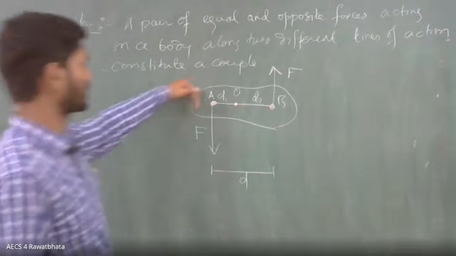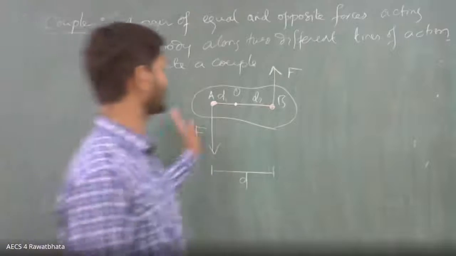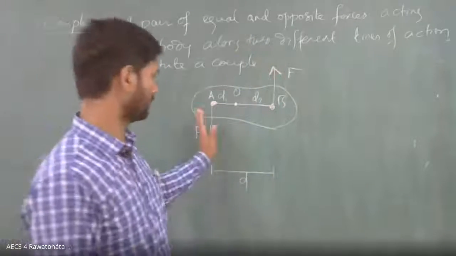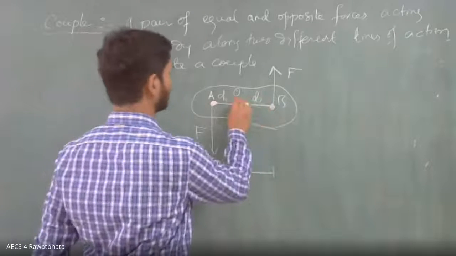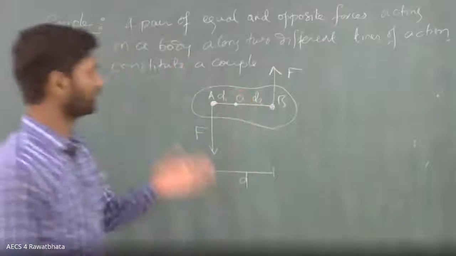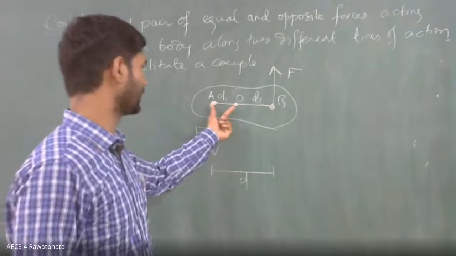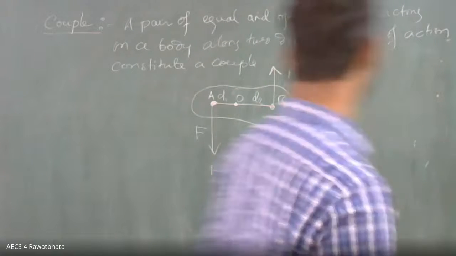Okay, so the force acting at point A is F in the downward direction. The force acting at point B is again F only, but in the opposite direction, and the line of action is different. Let us say both of them are causing rotation about this point O, the axis passing through the point O. The distance AO is d1 and this is d2. Now in this case, the moment or the torque of the couple is how much?